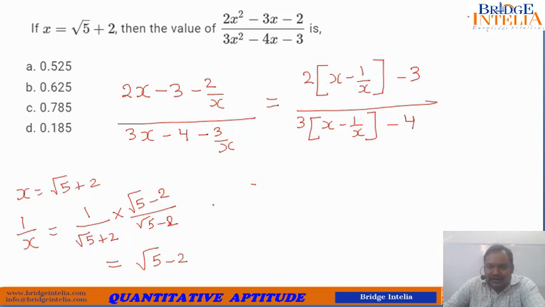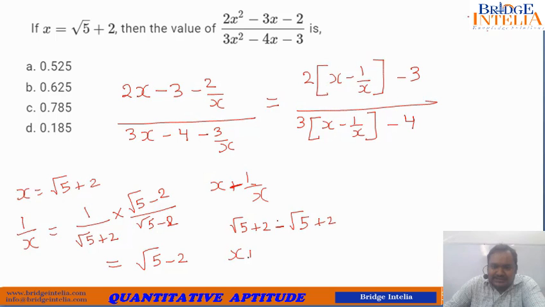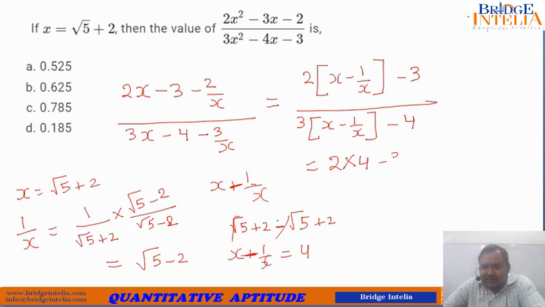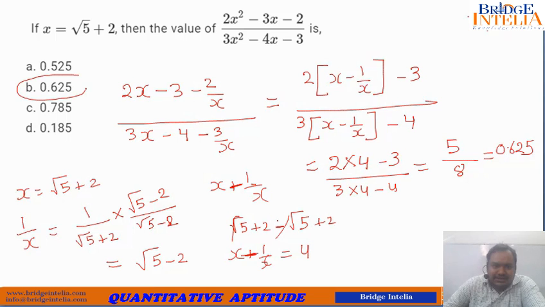So now x minus 1 by x is equal to root 5 plus 2. Sorry, it is minus here, we need to find this minus. So minus (root 5 minus 2). So x minus 1 by x actually comes out to be equal to 4. So that you can substitute here. So what you have been asked to calculate actually comes out to be equal to (2 into 4 minus 3) divided by (3 into 4 minus 4). So this is actually equal to 5 divided by 8. So 5 by 8 is 0.625. So this is the correct answer.